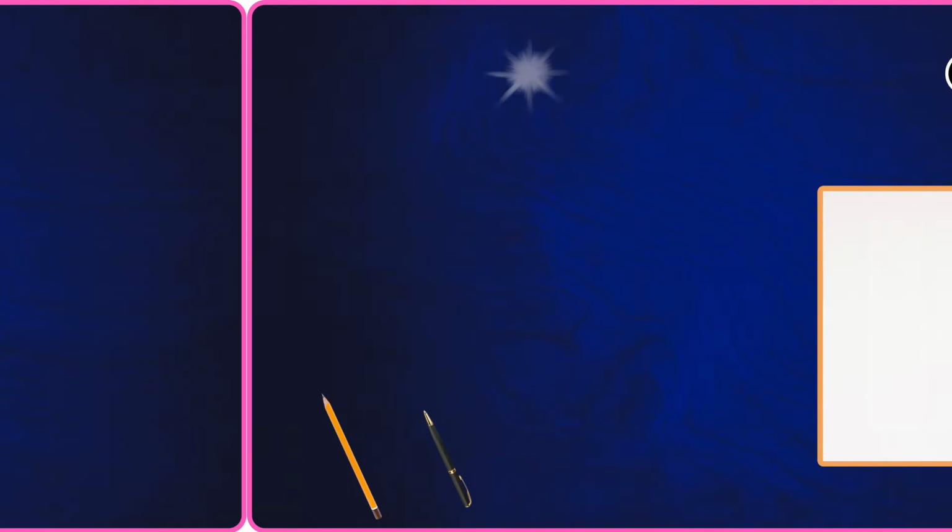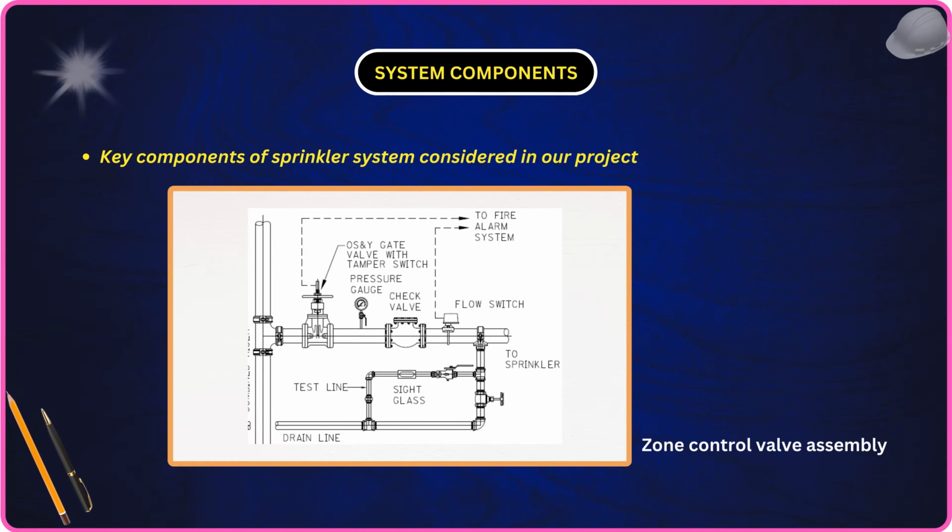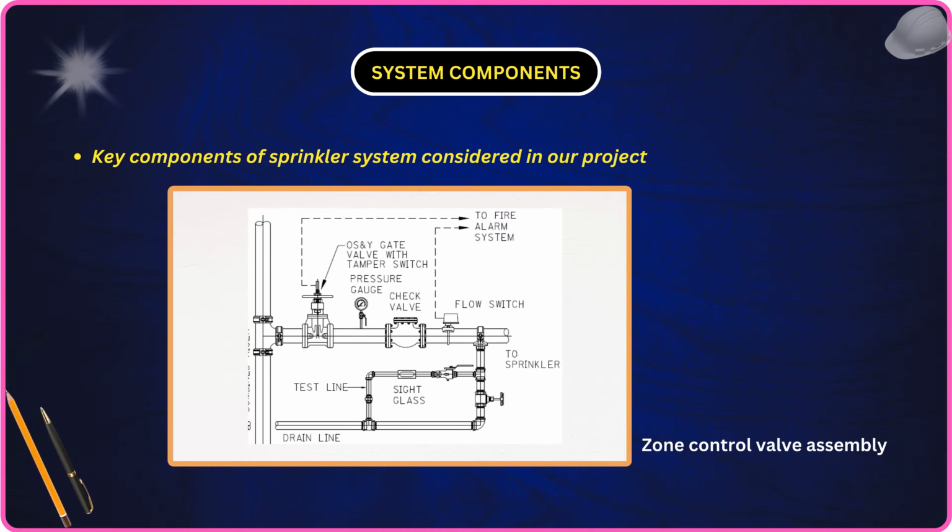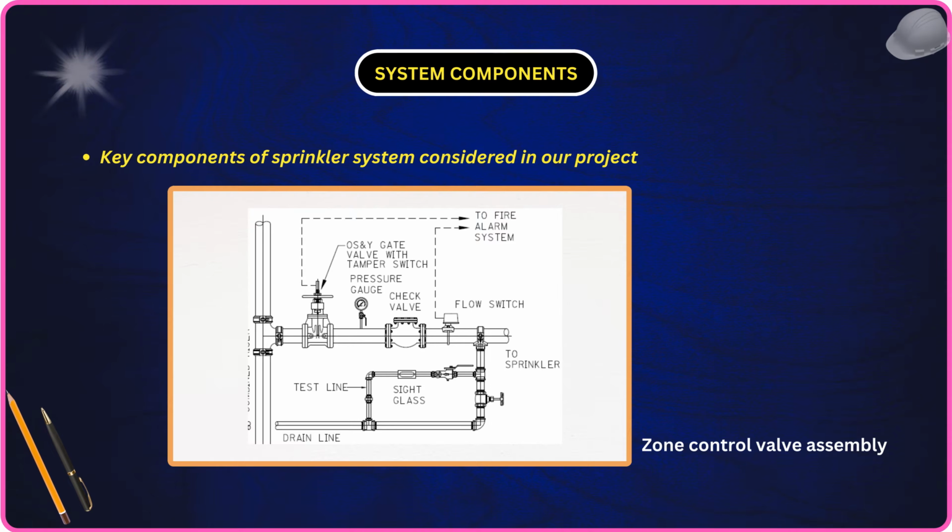For zone control valve assembly, basically it covers various components such as indicating type control valve, flow switch, tamper switch, test and drain valve, and pressure gauge. Sometimes we use check valve as well. So in this building, we do consider swing check valve in zone control valve assembly. The ZCV assembly, also known as floor control valve, will be installed on each floor where the pipe enters.